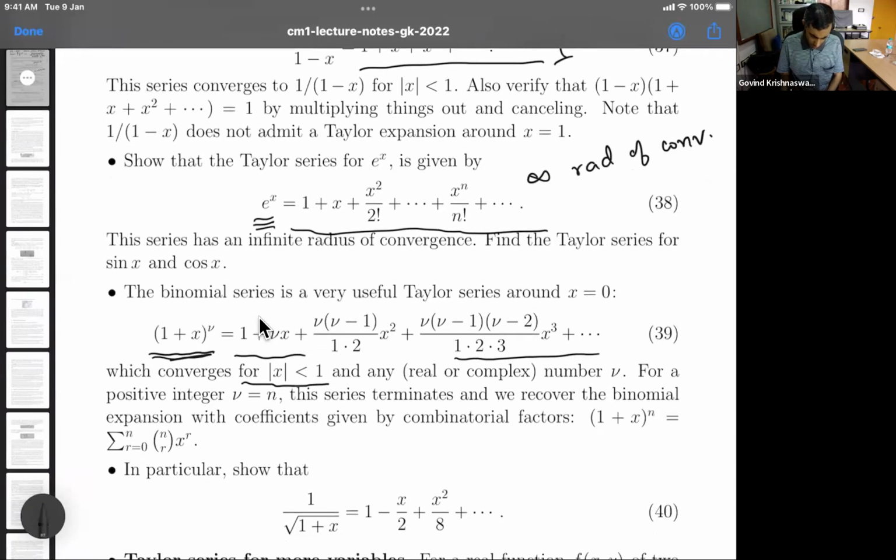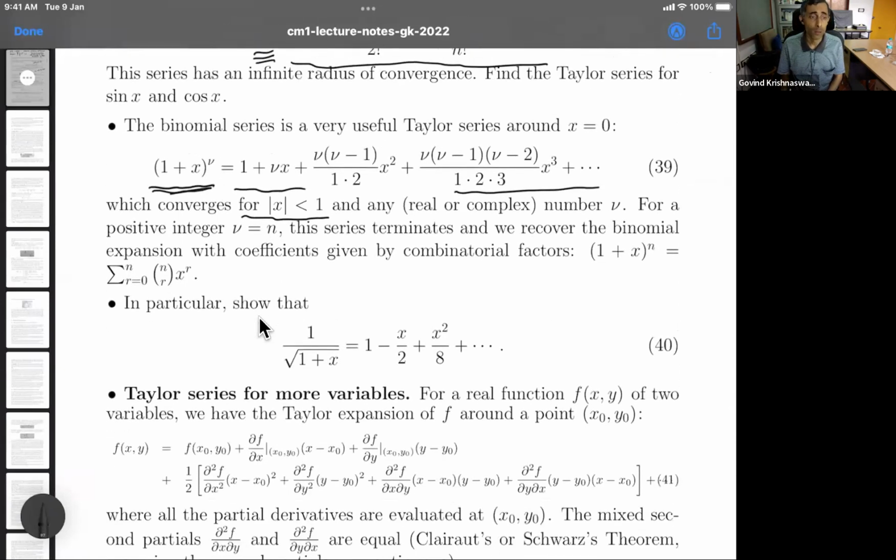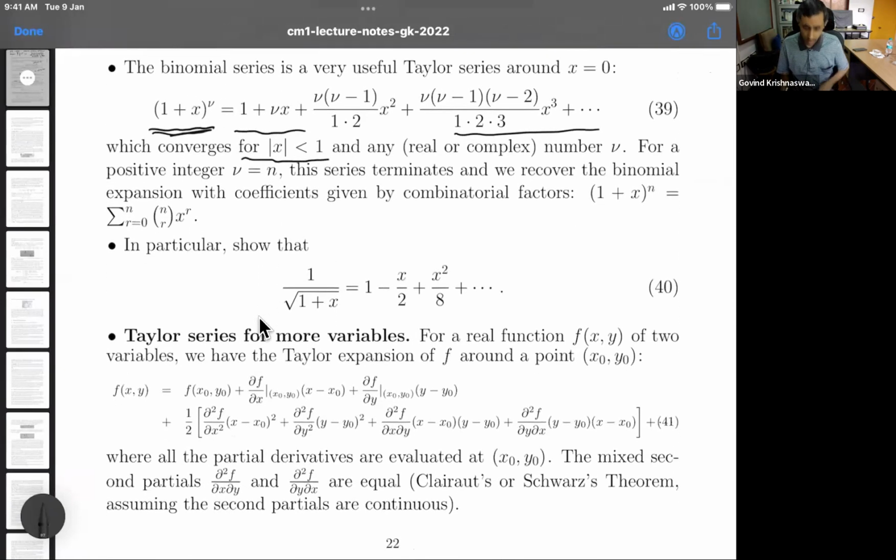Okay, so let me stop with one variable series with that. Any question about what I've said here?